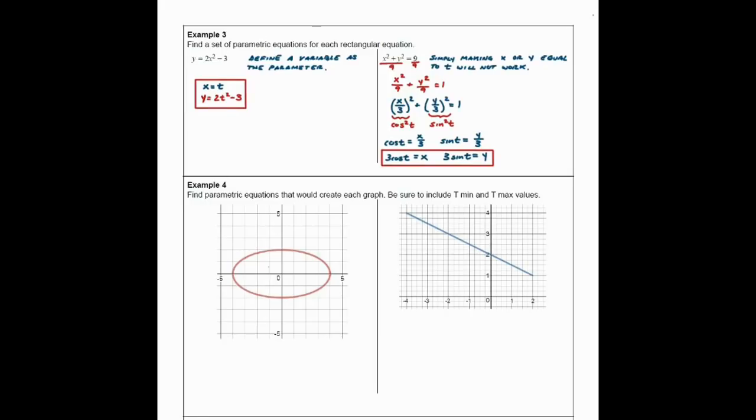If I plugged values in for t, I'd have to have a specific interval or think about what this looks like. But if I look at my original equation, x squared plus y squared equals 9, that's a circle. That's an equation for a circle centered at 0, 0 with a radius of 3.